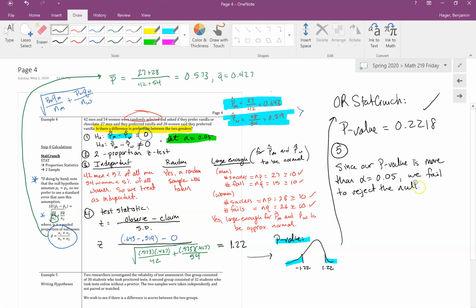Doesn't seem anything wrong with it. The data does not suggest that men and women prefer vanilla differently. Okay, so there is insufficient evidence, or you could say the data does not suggest, it doesn't matter. There's insufficient evidence to suggest a difference in preference for vanilla among men and women.